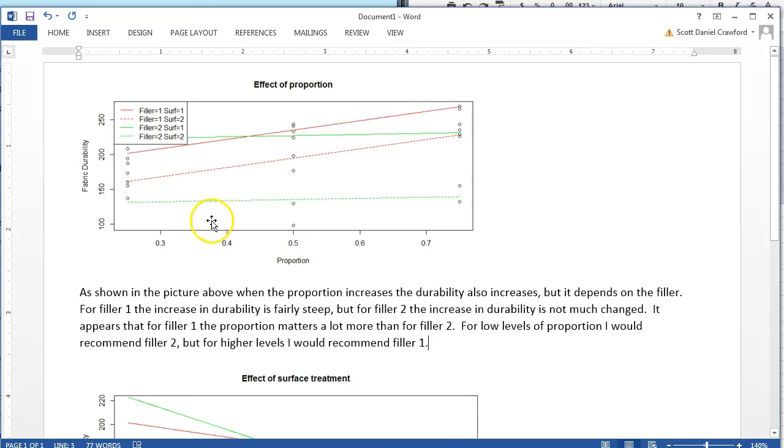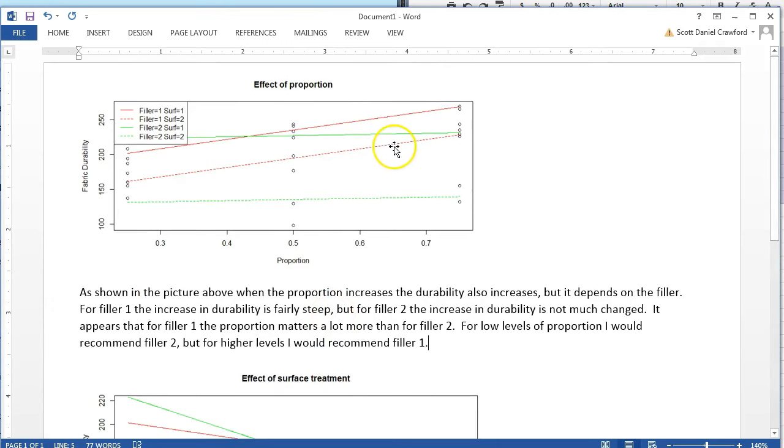So now to discuss the effect of proportion, I'm going to say as it goes up, durability goes up. And for the filler 1, which is red, the durability goes up faster, whereas filler 2, not so fast. And you can even see that as these lines converge to some point, they converge right here when we're talking about surface area 1, or they converge back here for surface area 2. But I don't necessarily need to discuss surface area because that's not interacting with proportion. I'll talk about surface treatment down here.